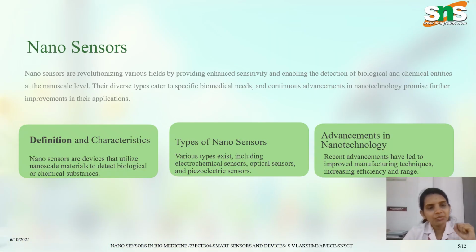Coming to the definition part, we can define nanosensors as ultra miniaturized devices used to detect biological molecules, cells and physiological signals with precision. They utilize nanoscale materials to detect biological or chemical substances. Various types exist, including electrochemical sensors, optical sensors and piezoelectric sensors. The advancements in nanotechnology have led to improved manufacturing techniques, increasing the efficiency and range. So this is all about the define part of the nanosensors.